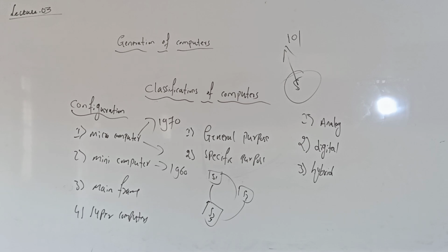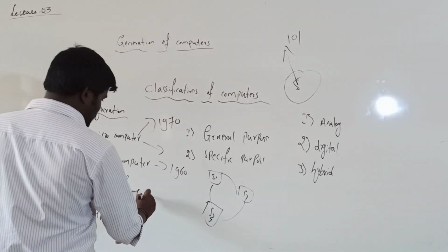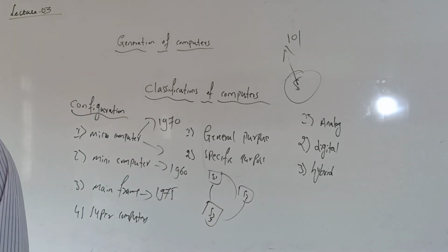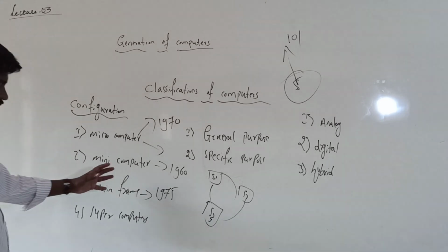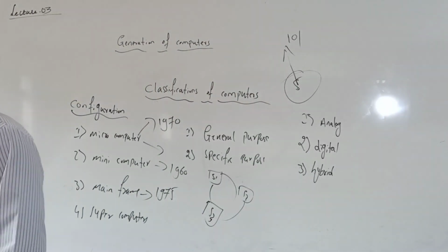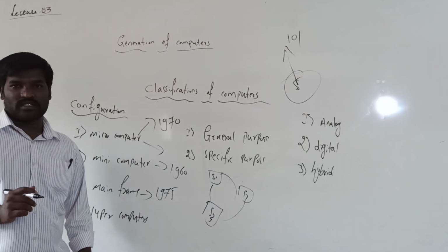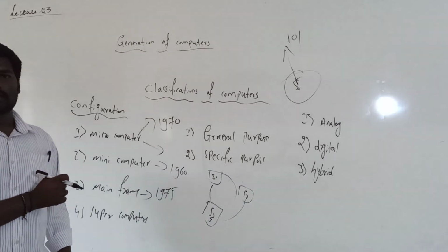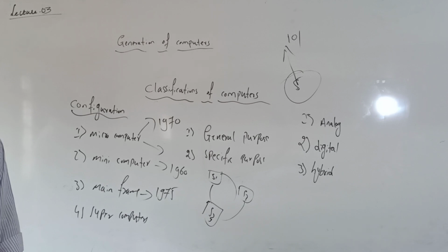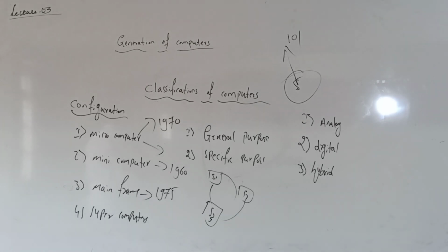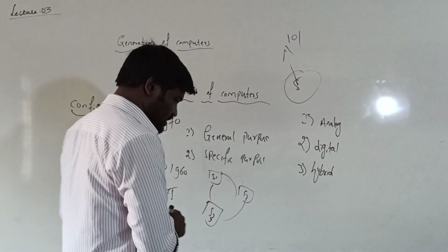The third one is the mainframe computer. Mainframe computers were introduced in the year 1975. They were large in size and consist of multiple processors, and we cannot communicate with them directly. It requires an operator. With the help of that operator, you can feed the data and you will get the result, and it will execute instructions fast.